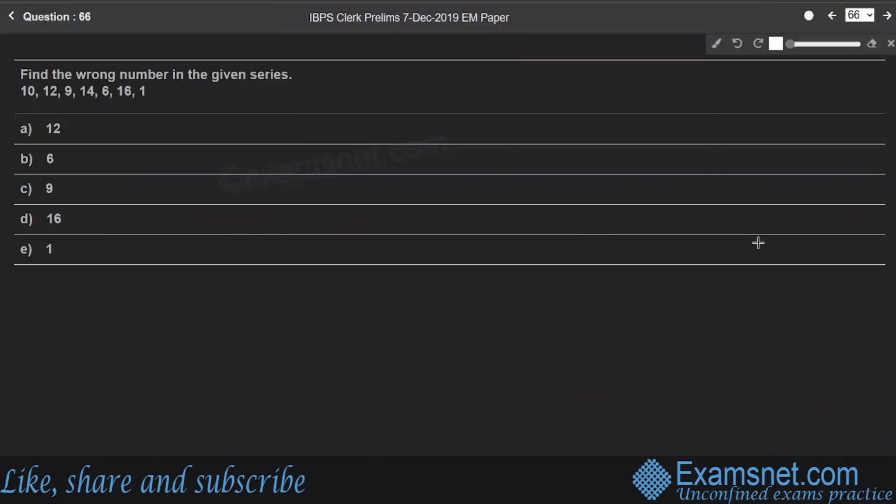Question 66. Find the wrong number in the given series. The series has the numbers 10, 12, 9, 14, 6, 16 and 1. Among these, one number is wrong, and we have to find that number.